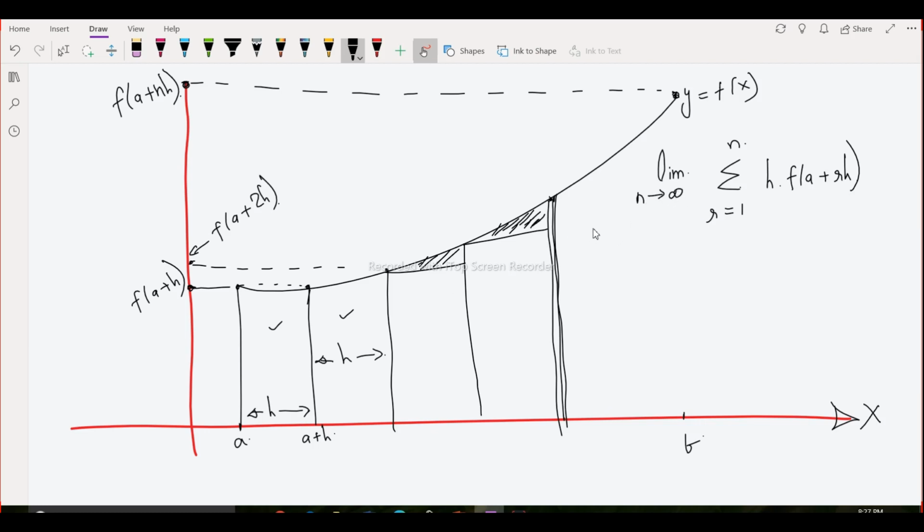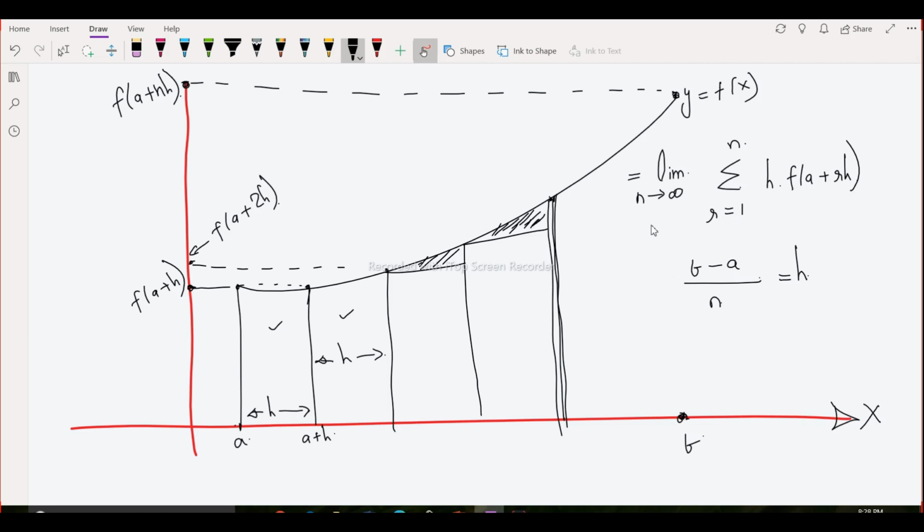When n is tending towards infinity, that means we have infinite rectangles, and this will then give you the area under this curve. So if you realize, this part is a, this part is b, and this length will be b minus a, and if I divide this length by the n rectangles, I'll get the width of each rectangle, which is h, right? And this is actually the long cut of definite integration.